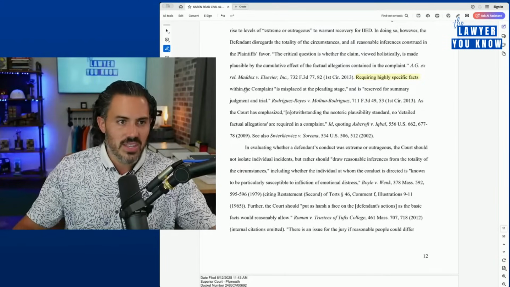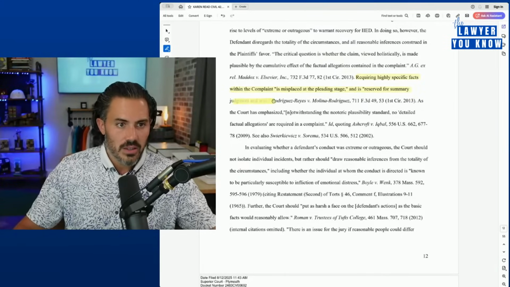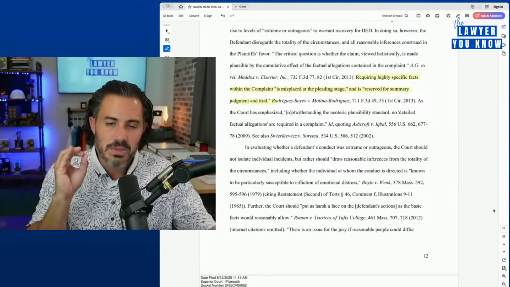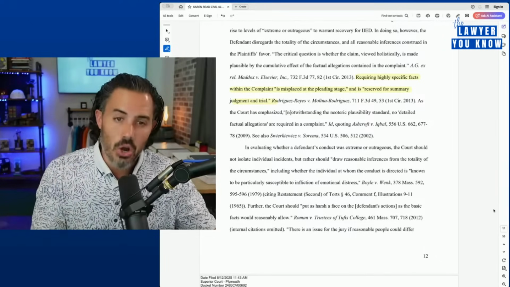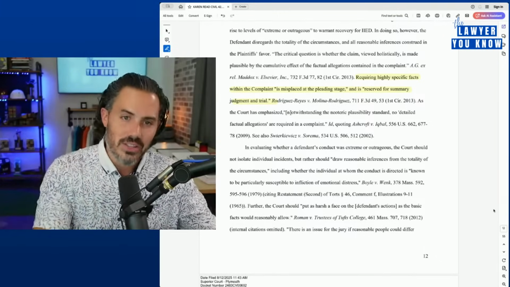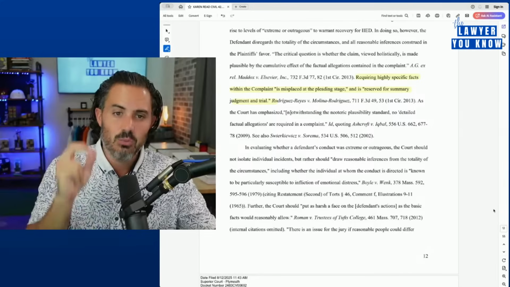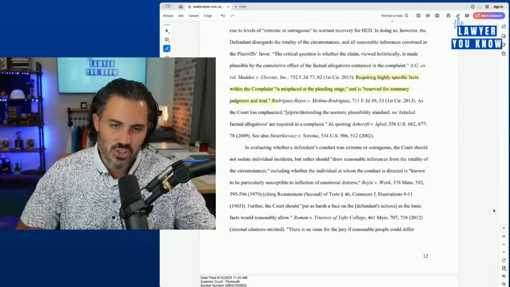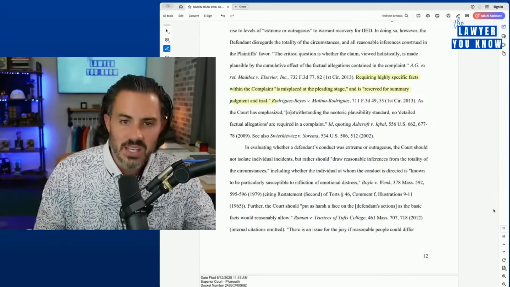So I'm glad they did this because they're right. You don't have to be highly specific with your facts, but you absolutely have to be specific enough that the defendant knows what they did, what you're alleging they did, what statements they made, what actions they took that rose to this extreme level. You can't just be basic and be like, you were mean and it caused me distress.